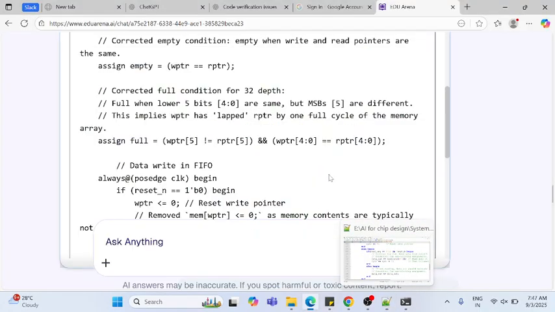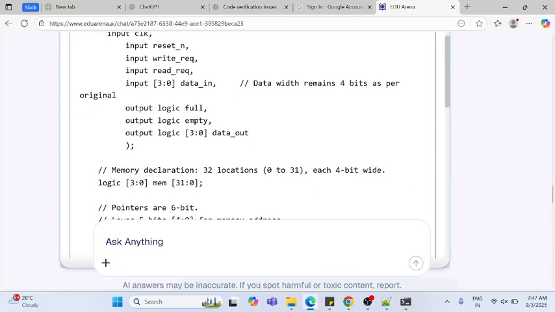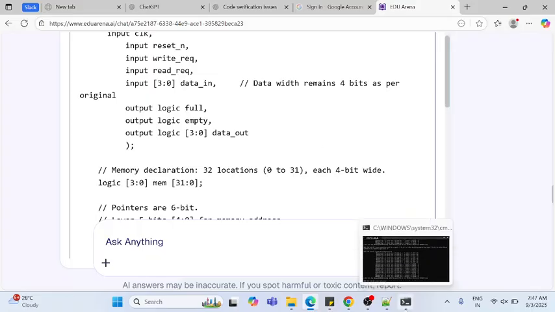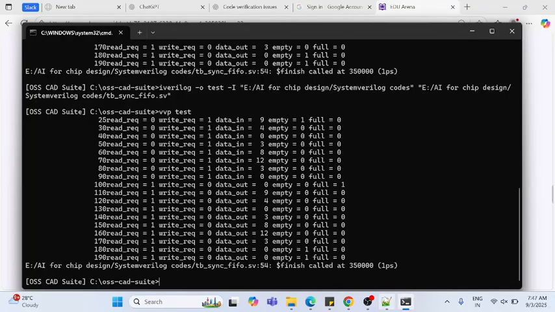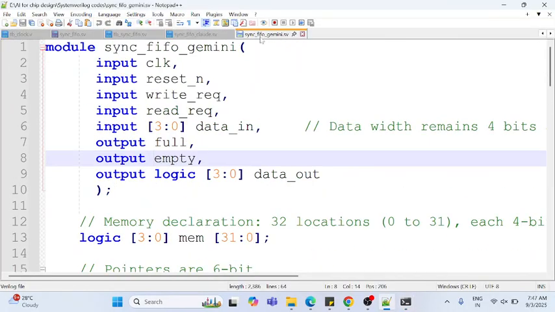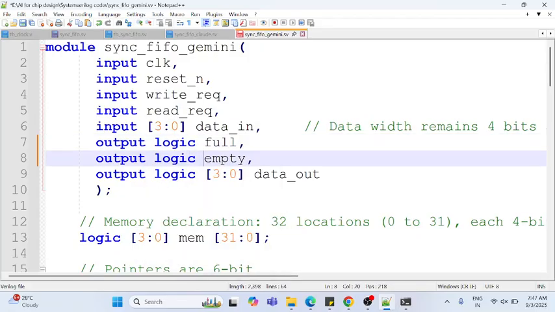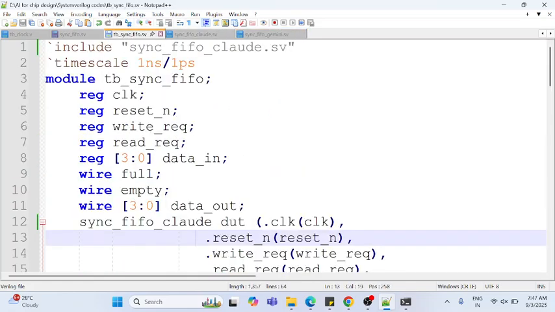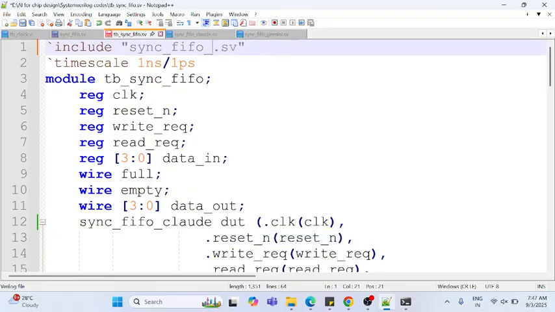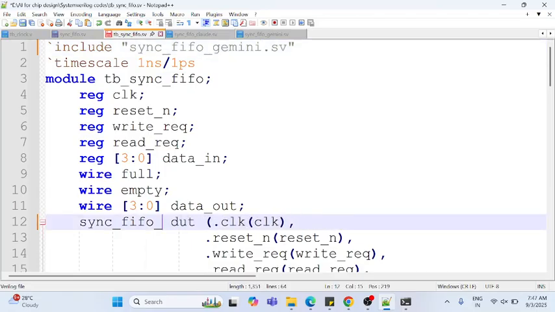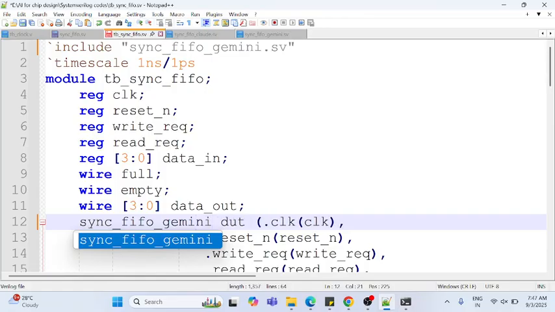Now look at this particular code. They are keeping output logic full and output logic empty. This is the code generated by Gemini. Now I am going to run this with this TB. The synchronous FIFO is the modified code from Gemini.